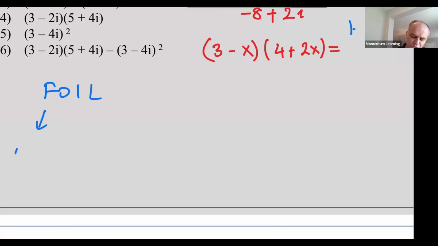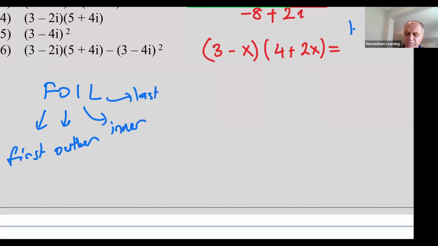Yeah, this is first. We multiply first terms, then the outer, and inner, and the last terms. Okay, one by one. First number, 3 times 4, 12. And the second multiplication is outer, so we have 3 and 2x, 6x.